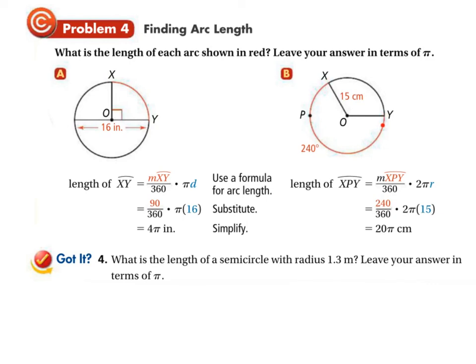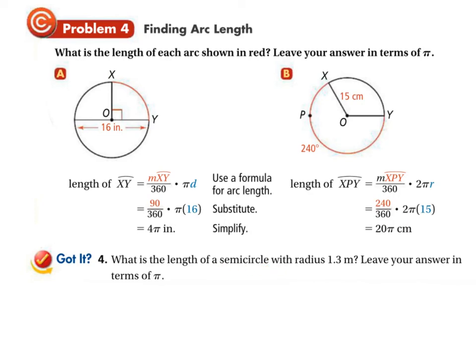This right here, that's 240 degrees. Fun fact, 240 out of 360 is 2/3. So we're going to take 2/3 of whatever the circumference is, and the circumference is based on the radius. The radius here is 15, so they say 2 pi times 15, or 30 pi, and we want 2/3 of 30 pi, so we get 20 pi, and the units are centimeters. Got it?